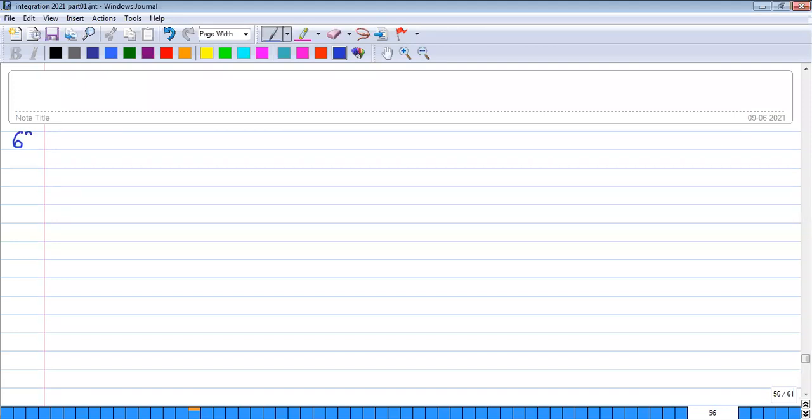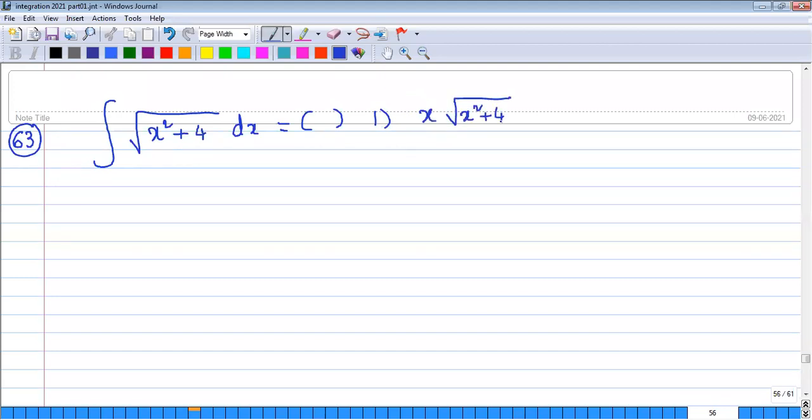Problem 63. Integral root of x square plus 4 dx. First one, x root of x square plus 4 upon 2 plus 2 sinh inverse x upon 2 plus constant of integration.